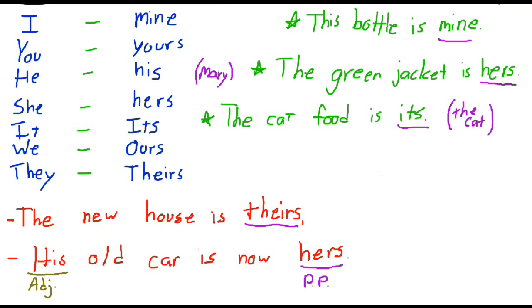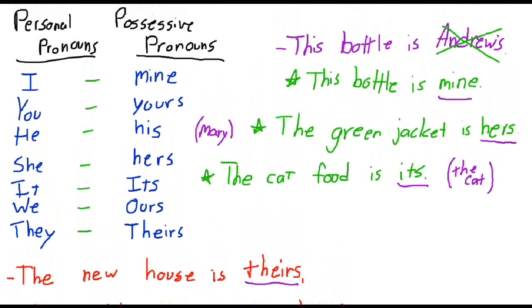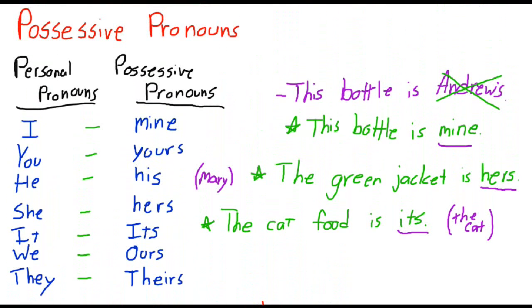So I hope that will give you a better understanding of what possessive pronouns are. And just to review, I becomes mine, you becomes yours, he becomes his, she becomes hers, it becomes its, we becomes ours, and they becomes theirs. Okay, so I'll leave you there. If you have any questions, feel free to ask in the comments down below.